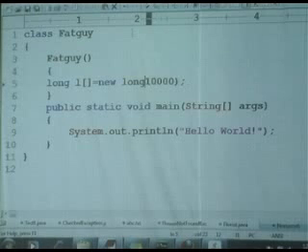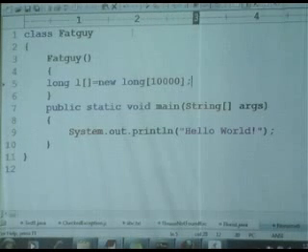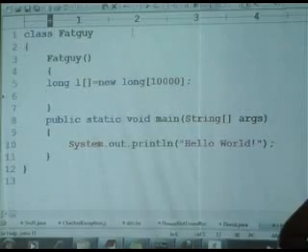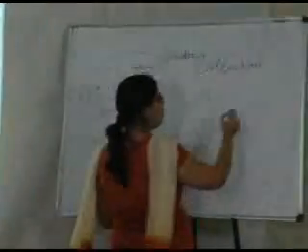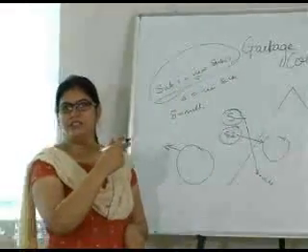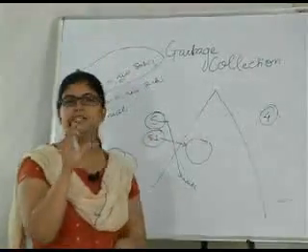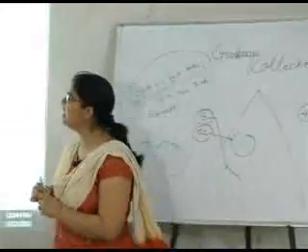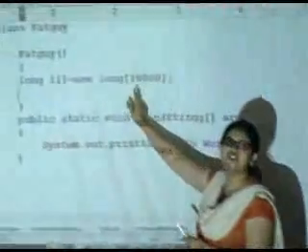You've got to give it as square brackets. So how many bytes does long occupy? It occupies 4 bytes. Okay, 4 or 3, whatever bytes it is occupying. I am going to create 10,000 objects of long.